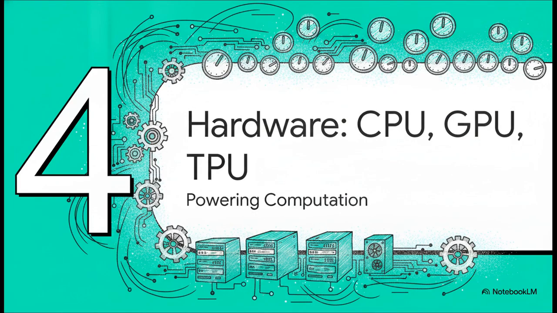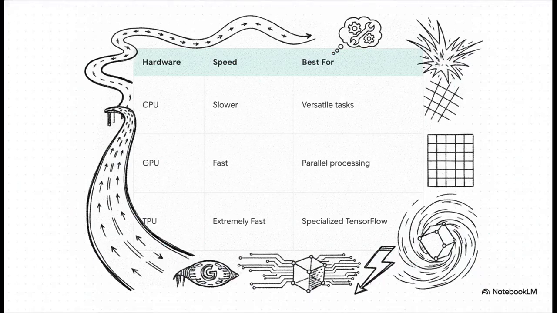Section 4. Hardware: CPUs, GPUs, TPUs, powering the computation. Turning millions or even billions of mathematical dials requires an unbelievable amount of compute power. Let's compare the three main hardware architectures side by side. First, you have your standard CPU. It's versatile, sure, but it processes things sequentially, making it pretty slow for this stuff.